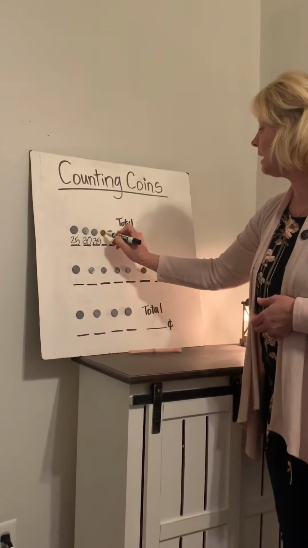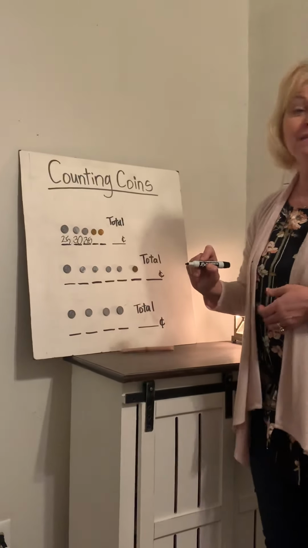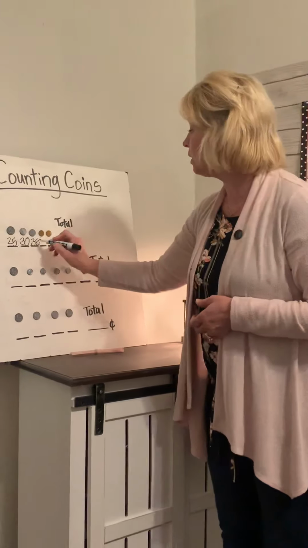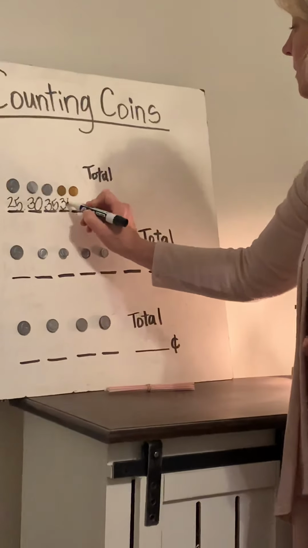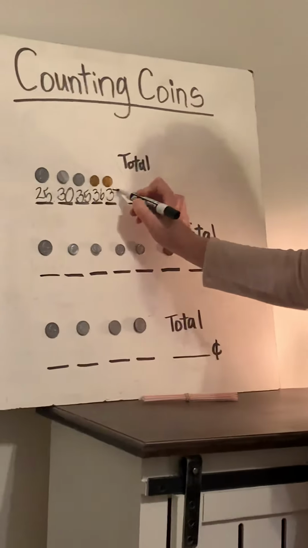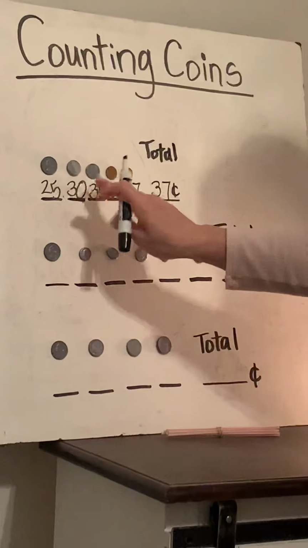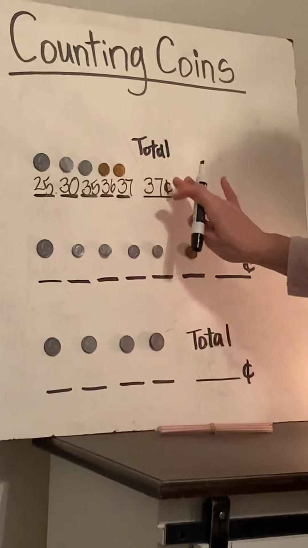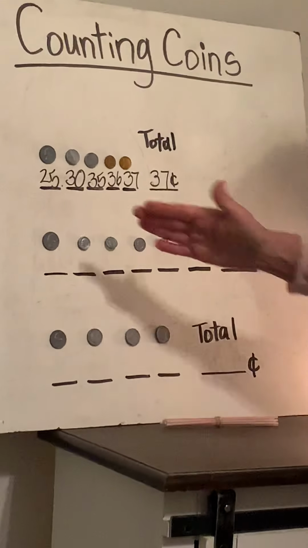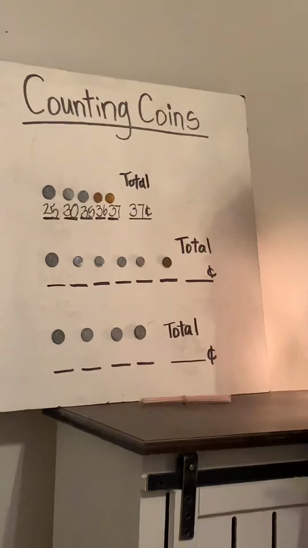And then, of course, we're going to count on the pennies, which would be by 1. So 35, 36, 37. So my total would be 37 cents. 25, 30, 35, 36, 37. Okay? Now, the quarter to the dime, that gets a little trickier.